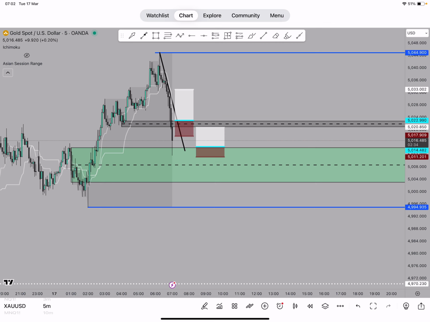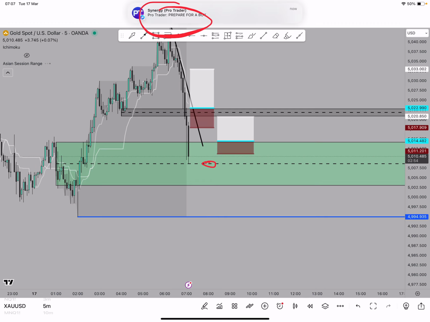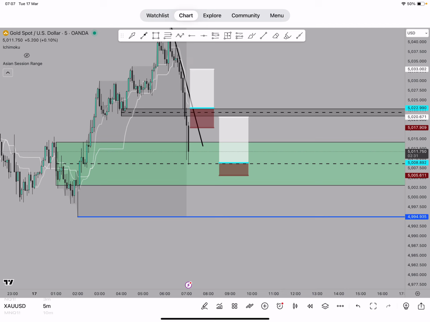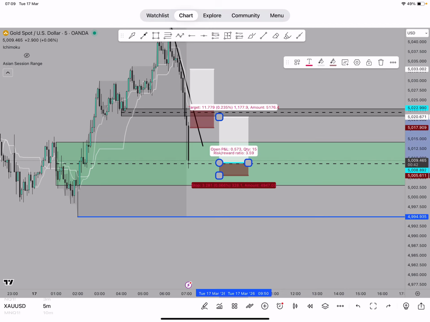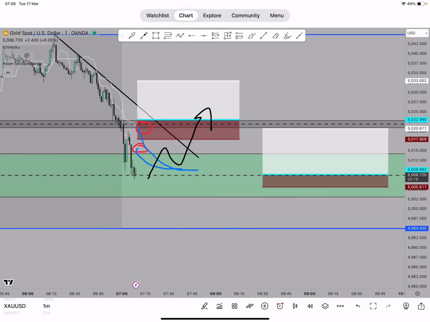Then, as you can see, I kept an eye on price, and it did start to reject. And then it pushed back down to our second zone. And as you can see at the top, Synergy gave a buy order. However, I didn't take this one because I was more than happy with the 0.2% for that moment, and therefore I let that trade play out. But if you would have taken it, that would have been the trade. And you can see clearly that area, and price did start to push up.